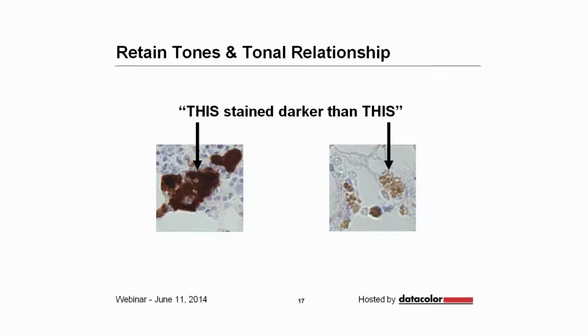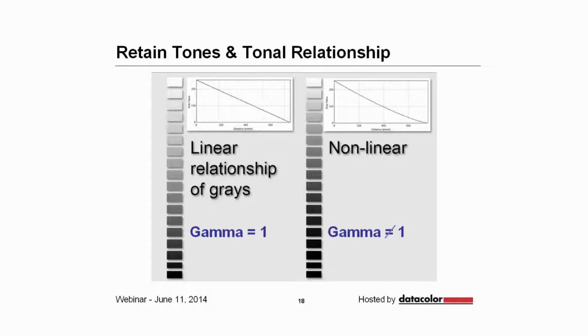In terms of tones, you want to make sure that your tones also do not get altered. In so many publications, you're looking at two conditions, one which is an experimental condition and one which is a control, or in which the experimental effect wasn't as great, and you want to say something like, this stain is darker than this, or this is brighter than this. So it's important that you keep those tones and retain them, but it's also important that those tones be linearly related.